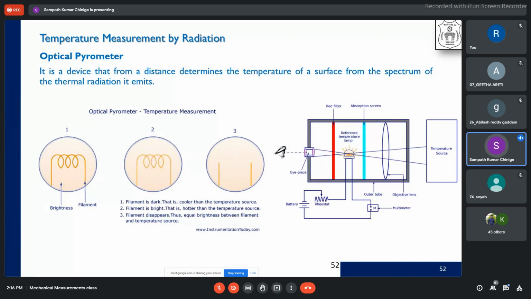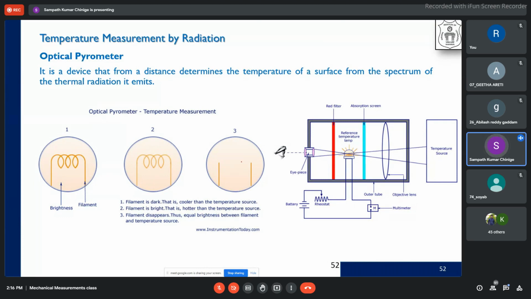We are also looking at the third option, where we will not be able to see the filament at all because it is mixed with the background. Whatever the background color due to the temperature source, the color of the filament matches with it. That means the filament will be burning with that same color. Therefore, you will not see any filament over here. So what does that mean?